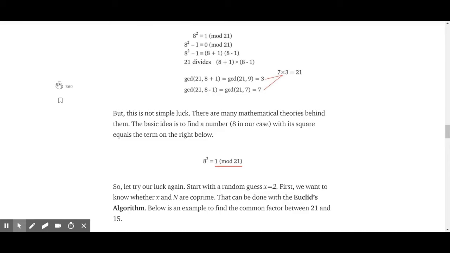But this is not simple. There are many mathematical theories behind them. The basic idea is to find a number, 8 in our case, whose square equals the term on the right, which is 1 mod 21. So 21 is the number we're trying to factorize. You've got to find a number that, if you square it, is equal to 1 modulo 21.